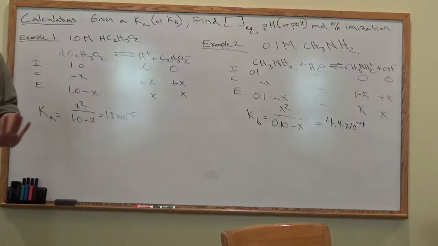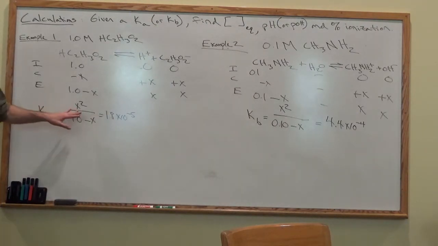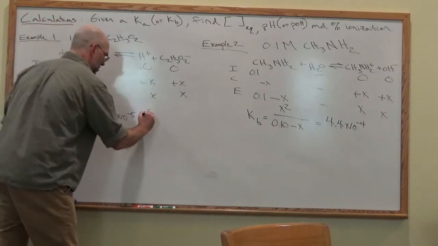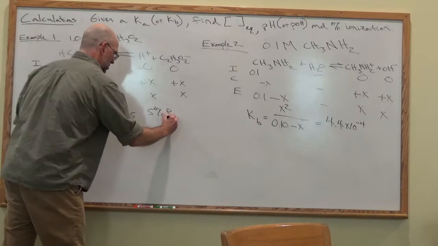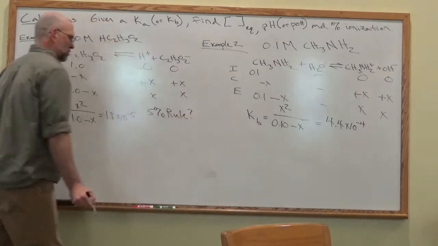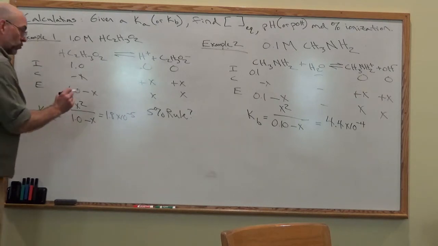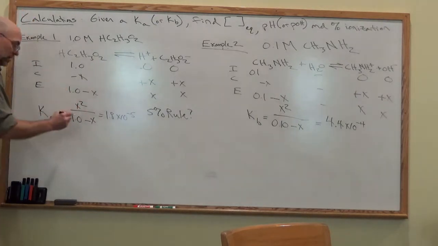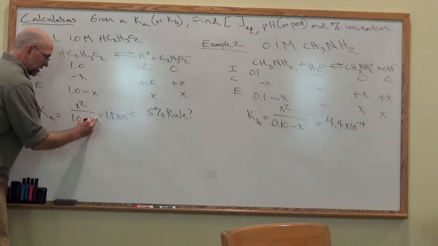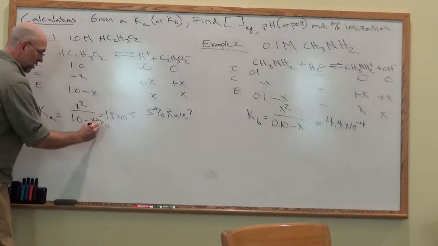Now, I'm not going to set up all the math here. I think you can handle it from here. Now, remember what we do in these cases. We have our 5% rule. Can we apply it? Well, we have to do it and see. So let's try the 5% rule here. Let's assume that this is approximately 0 compared to 1.